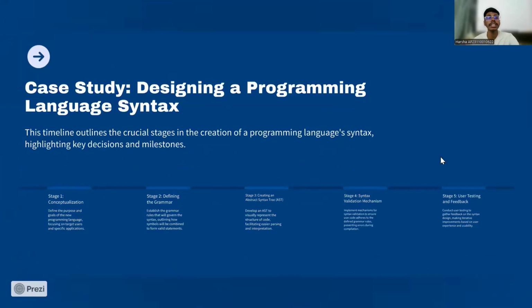So I have a case study: designing a programming language syntax. This timeline outlines the crucial stages in the creation of a programming language syntax, highlighting key decisions and milestones. And there are many stages.